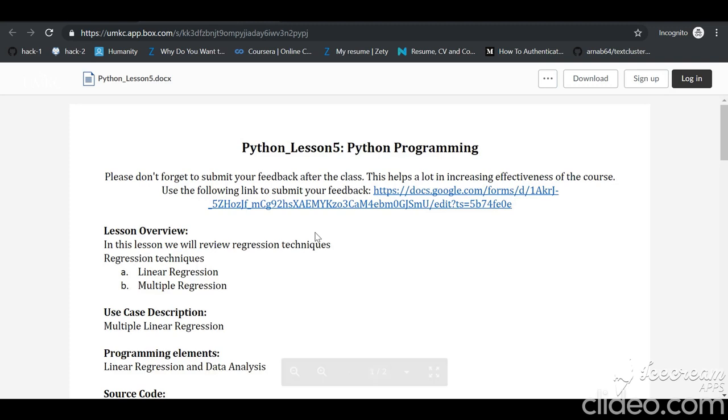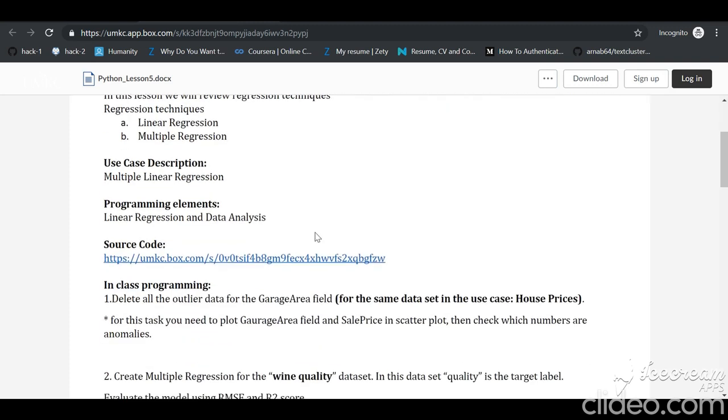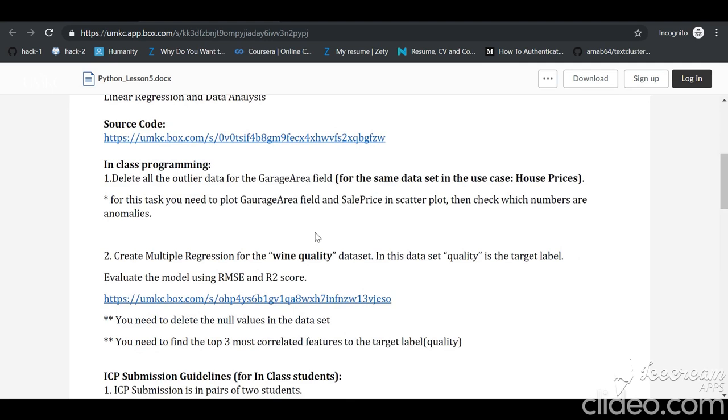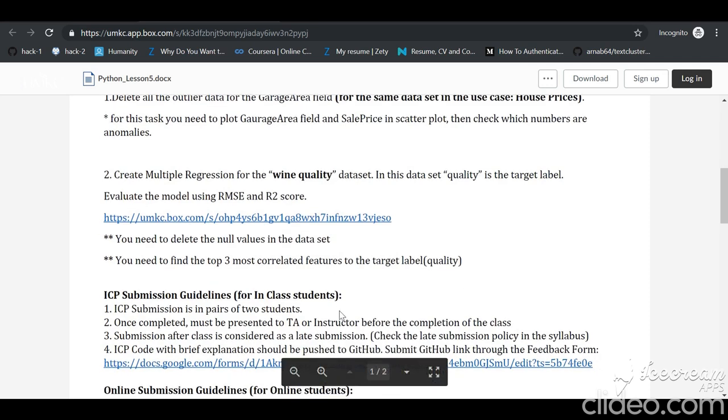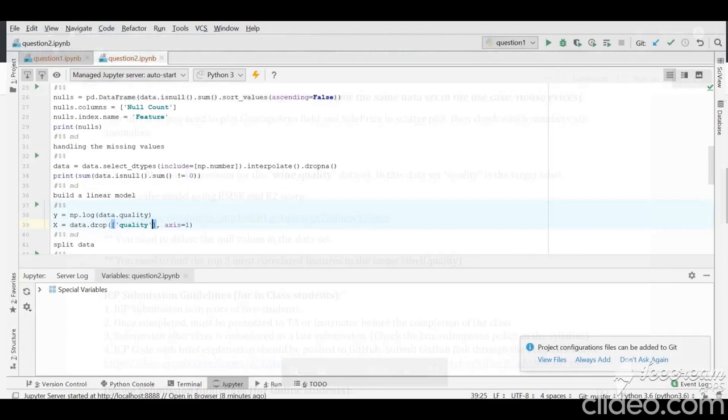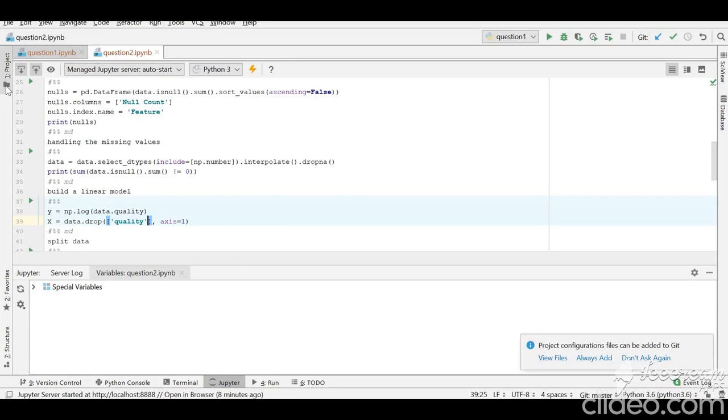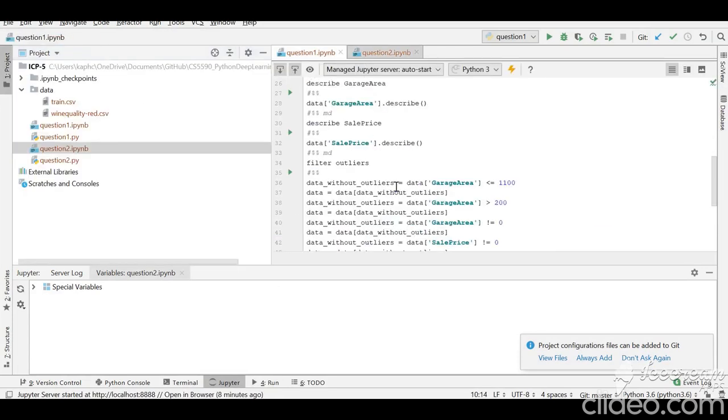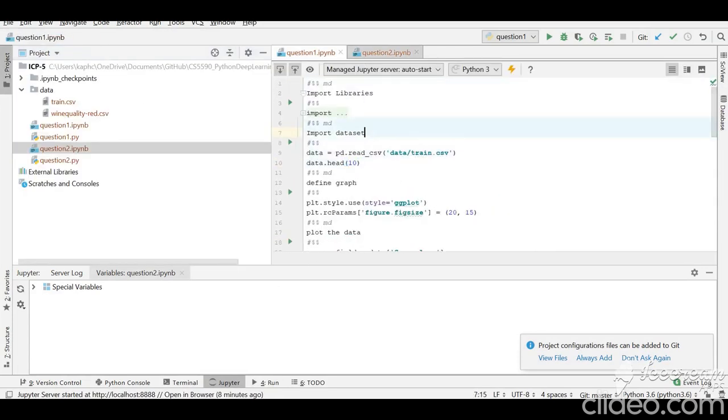This is Kavin. This is my ICP-5. ICP-5 consists of two questions. The first one is to delete all the outlier data, and the second one is to create multiple regression for the wine quality. So now coming to the code, I've used the Jupyter Notebook to do the problem.